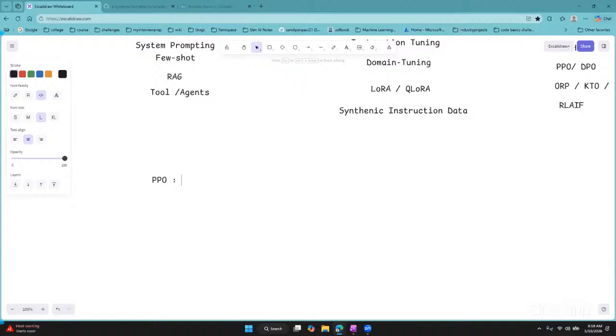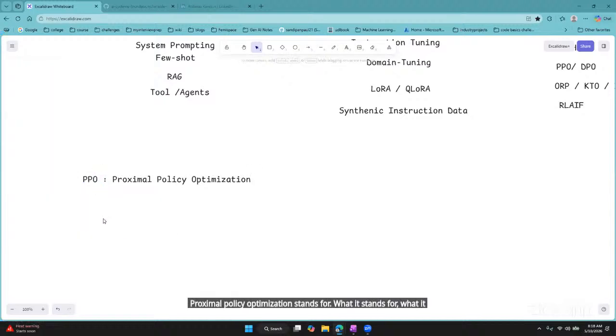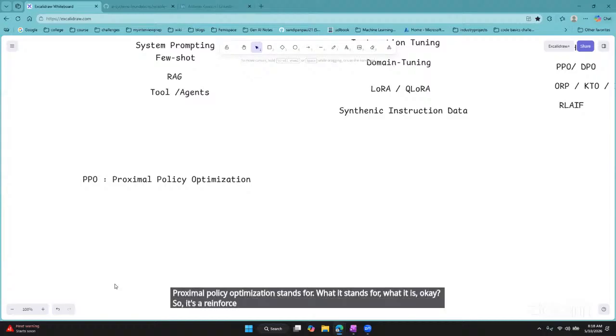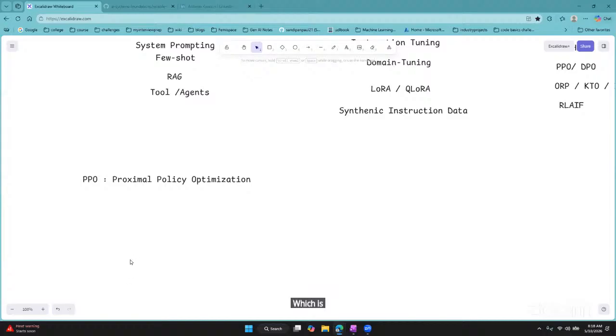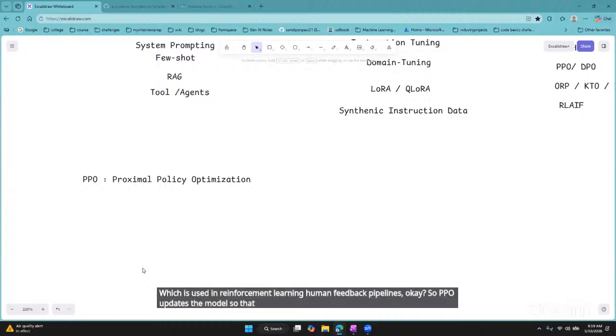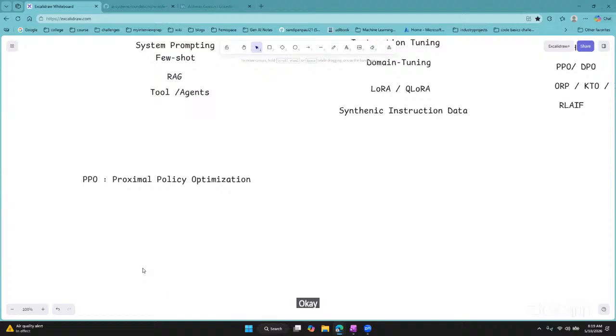PPO is nothing but proximal policy optimization. What does it stand for and what is it? It's a reinforcement learning algorithm which is used in reinforcement learning human feedback pipelines. PPO updates the model so that it gets higher reward scores, while preventing the model from changing too aggressively.